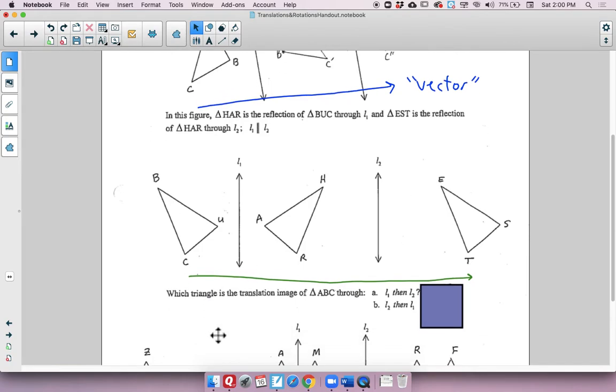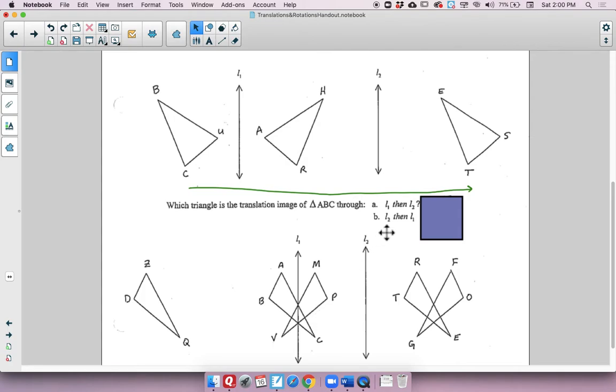Okay, and the questions here are, which triangle is the translation image of triangle ABC down here through L1, then L2. So here's ABC. You need to figure out which of these 1, 2, 3, 4 triangles is the translation image of ABC through L1 and then L2. So go ahead and try and do that.